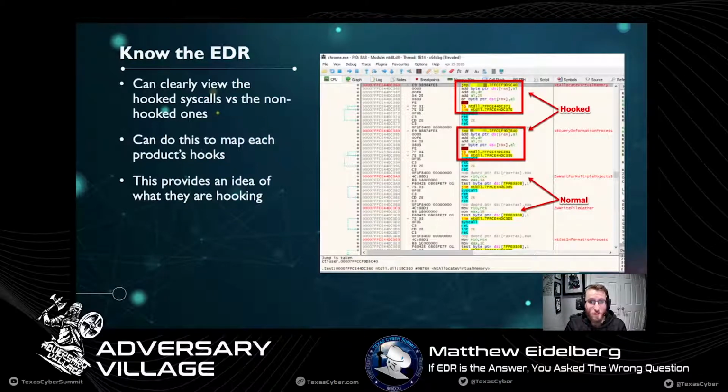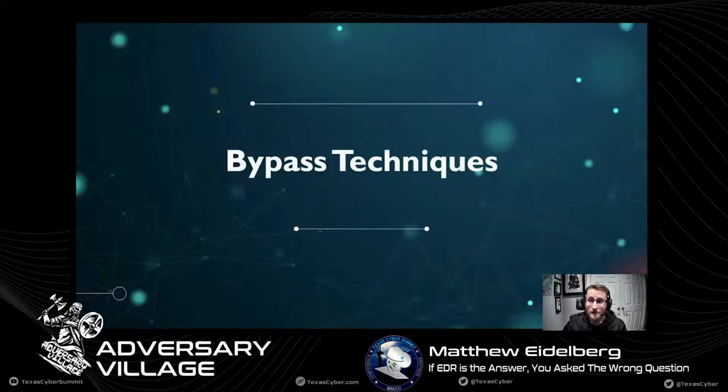So with all of this, we can understand how EDRs operate, what they're hooking, and what telemetry they're gathering. With all three of them, that gives us an idea of what it's not seeing and what it is seeing, which can then be used as a plan of attack to understand the weaknesses, gain a foothold, and even do post-exploitation. So that's where we jump into the bypass techniques. Now that we understand how they work, let's see how we can bypass them.